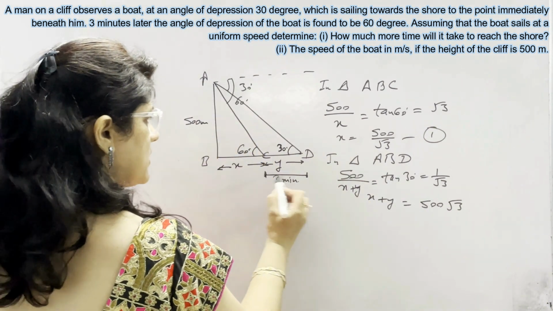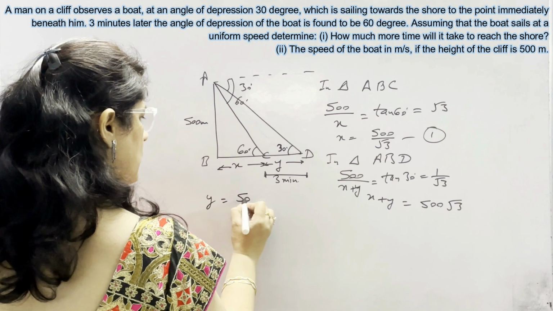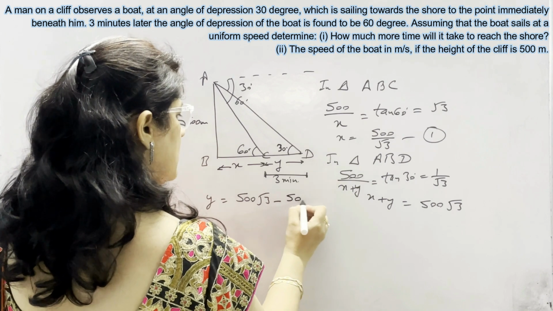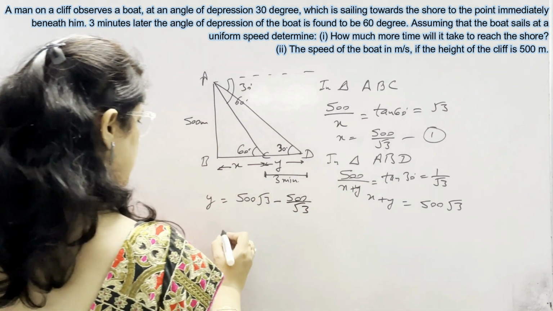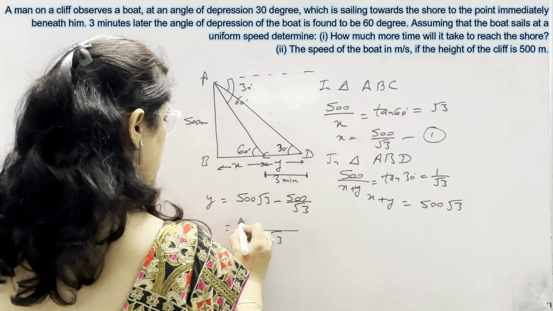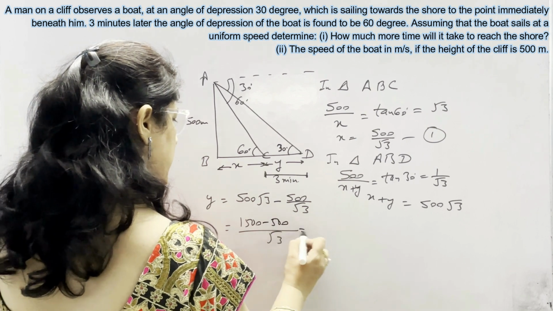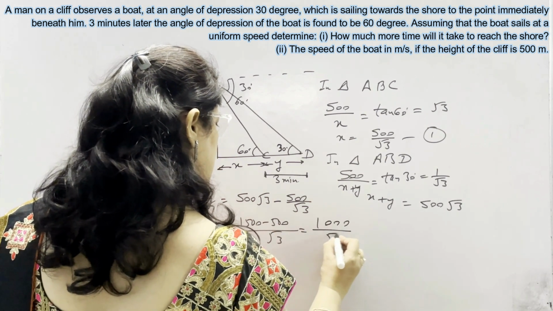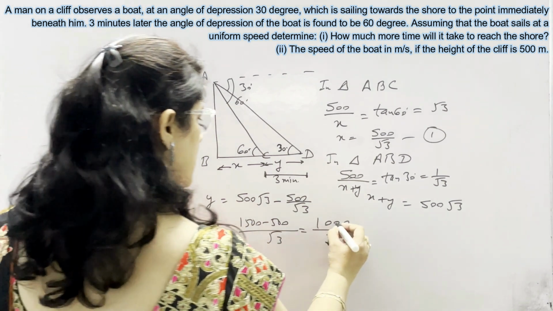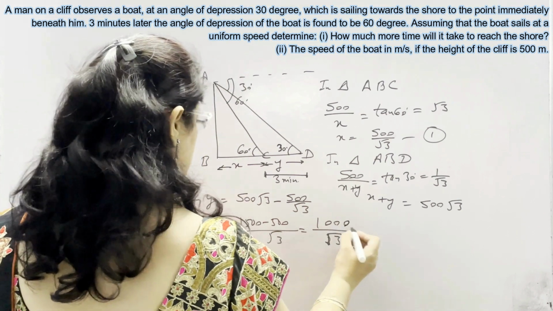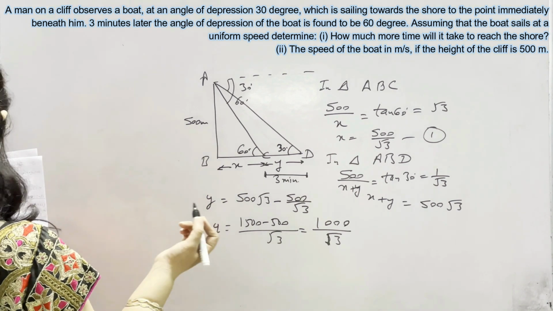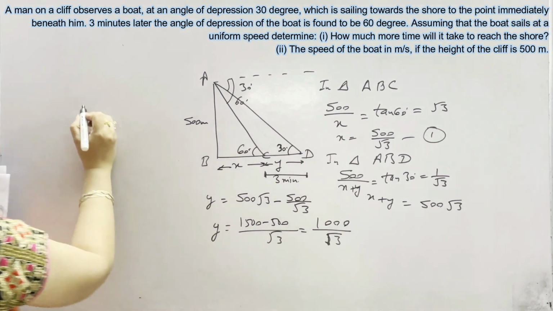We need to calculate this distance y. So y is equal to 500 under root 3 minus x. It means value of x is 500 upon under root 3. Taking LCM, under root 3, multiplying both 500 into 3, it means 1500 minus 500 means 1000 divided by under root 3. This is the value of y. It means it is the distance covered. Now speed, we need to calculate how much more time we need to calculate. So first coming to speed.